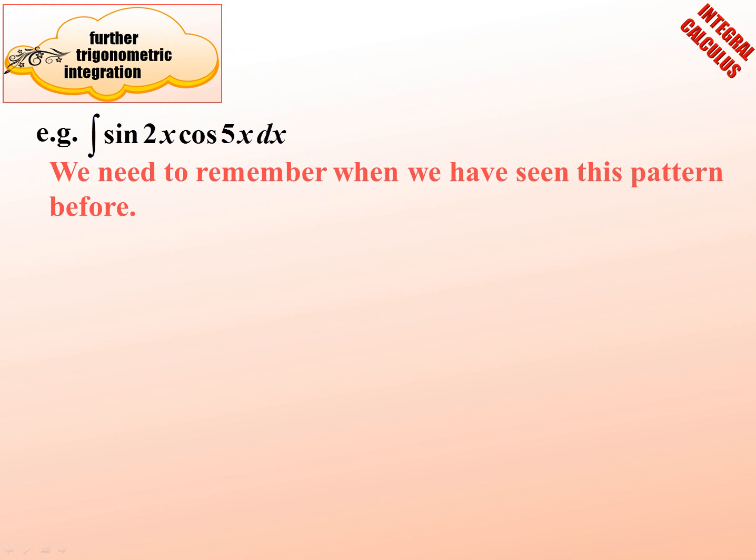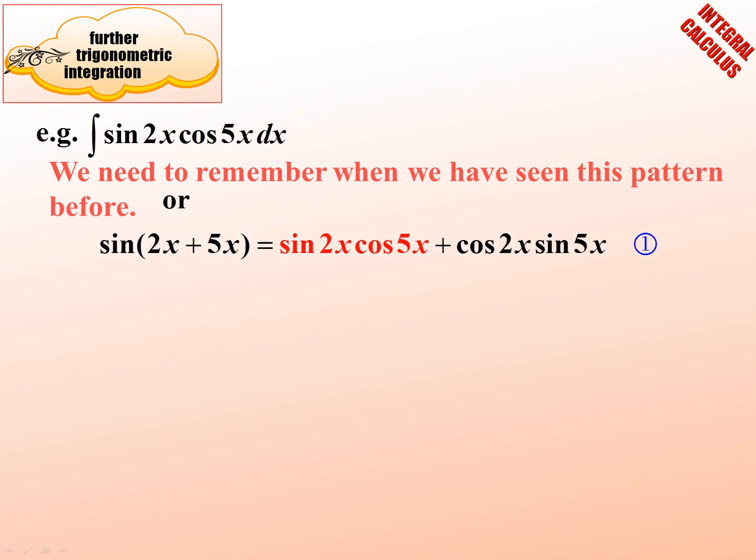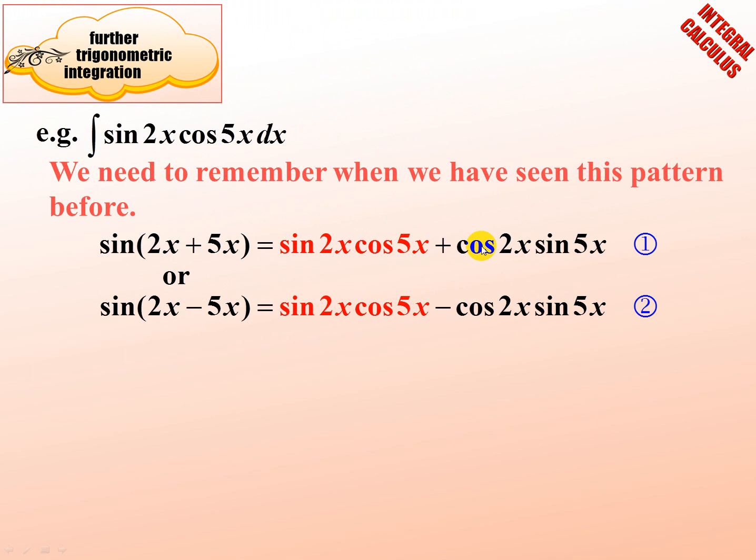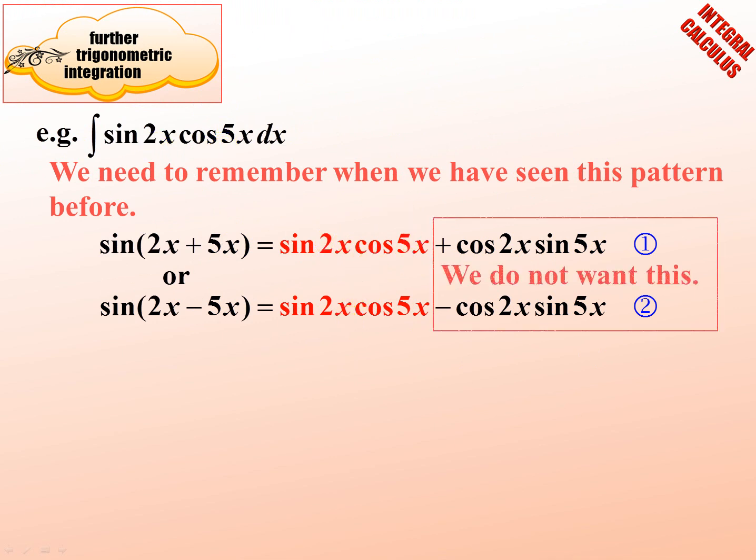But further with trigonometric integration. Integration is quite a bit more complex than differentiation. When we see this sort of thing, we need to say, well, where have we seen that before? There we are. We've seen it before in this sort of expansion. Sine 2x plus 5x or sine 2x minus 5x would give us our sine 2x cos 5x patterns. There they are there. Now I want sine 2x cos 5x. I don't want those. So this is adding, that's subtracting. Why don't we add these two together?